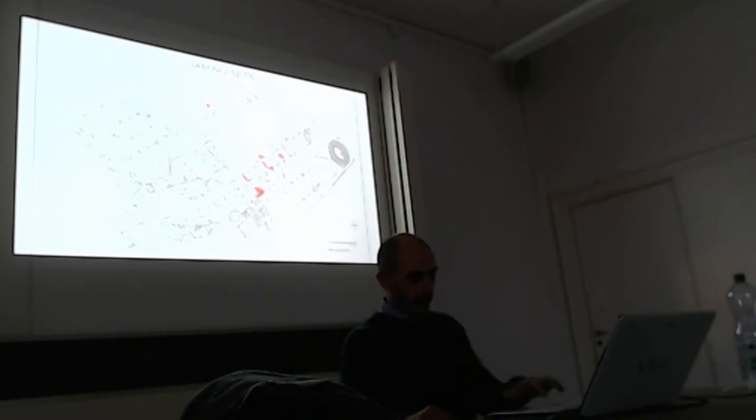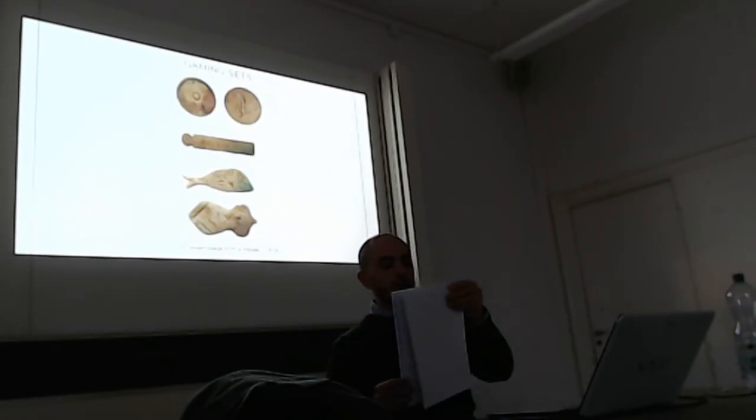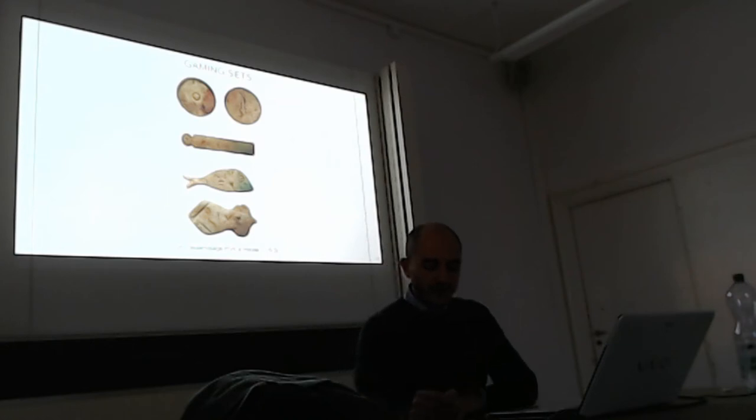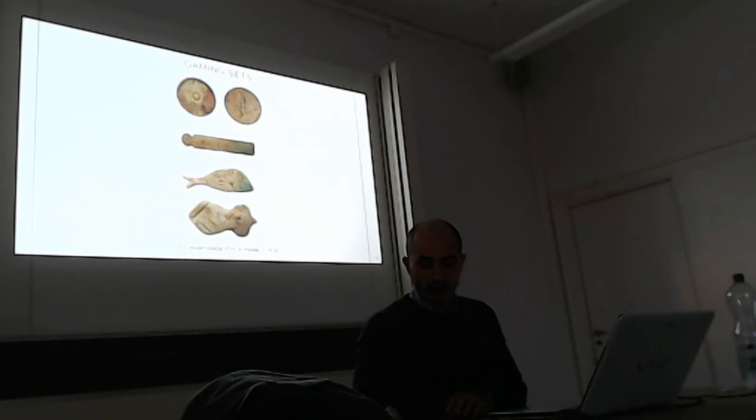For example, from a house in the first region, we have a set made of a tessera conformata, here in fish and black and goose, a tessera parallelepipeda, and a tessera alexandrina. This is a unique example of this kind of association from a domestic space, from a Roman board, in my opinion.